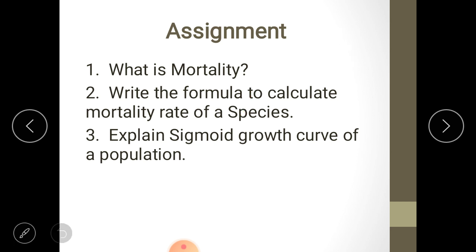The third one is, explain sigmoid growth curve of a population. These are a few assignments on this topic. So with this we have completed this chapter.